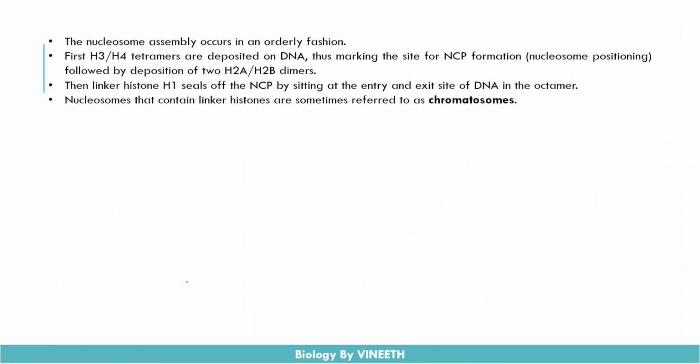So this is about the basic nucleosome structure. And if we talk about the order, how these histone proteins form the nucleosome model: first, the histone tetramer, H3 and H4, are deposited on the DNA molecule because they are rich in basic amino acid constituents. They get deposited on the DNA and form a site. This site marks the assembly of the nucleosome core, so it is called the marking site, also called the NCP, nucleosome positioning site. Formation of this nucleosome position is very crucial for the nucleosome model.